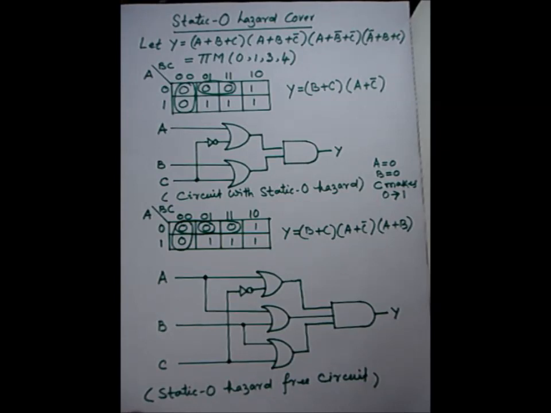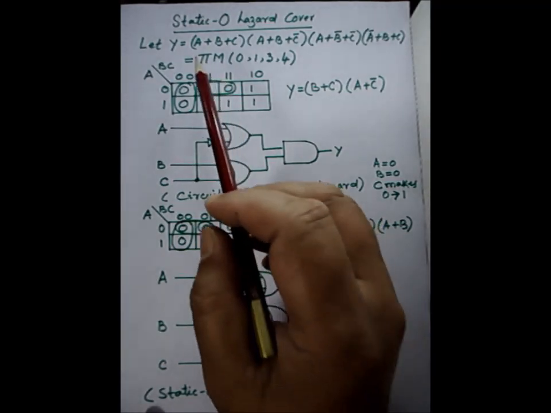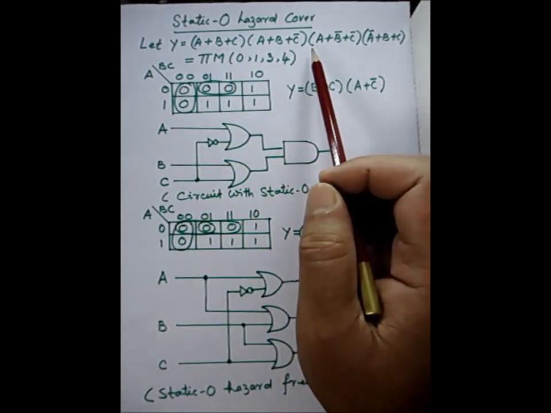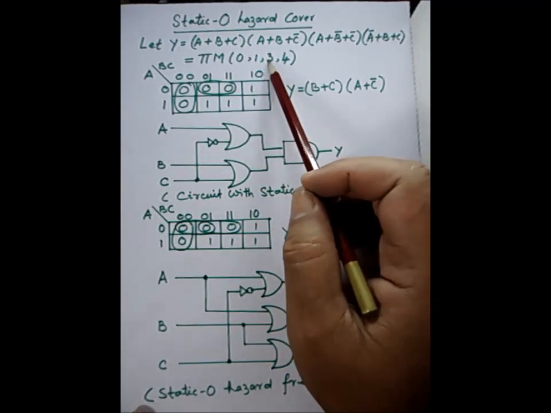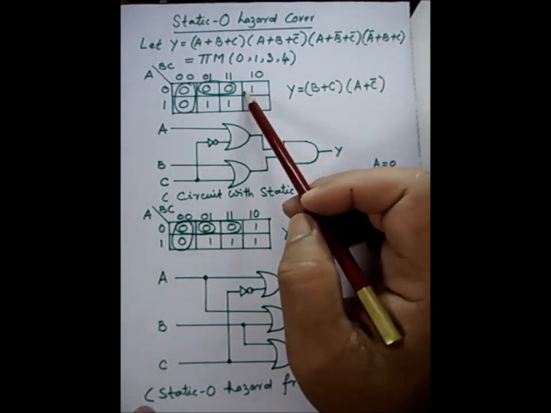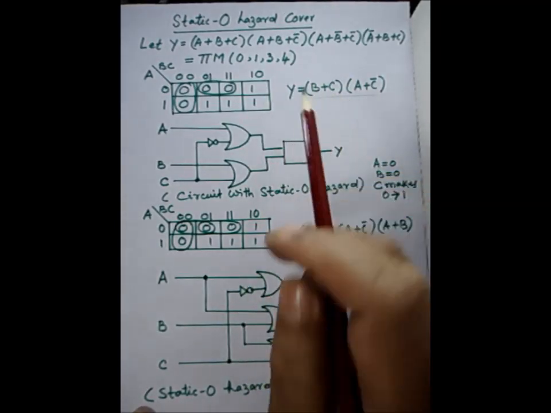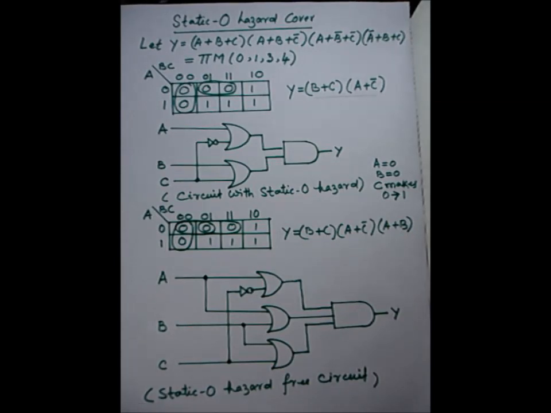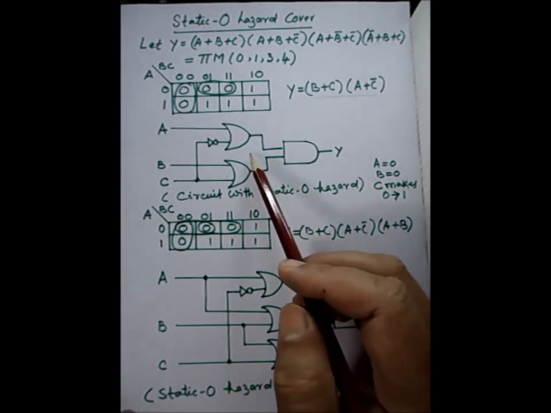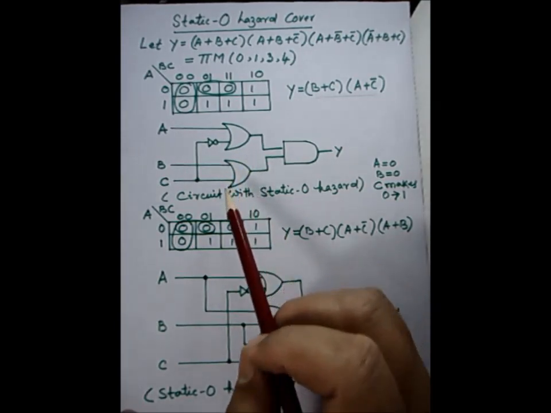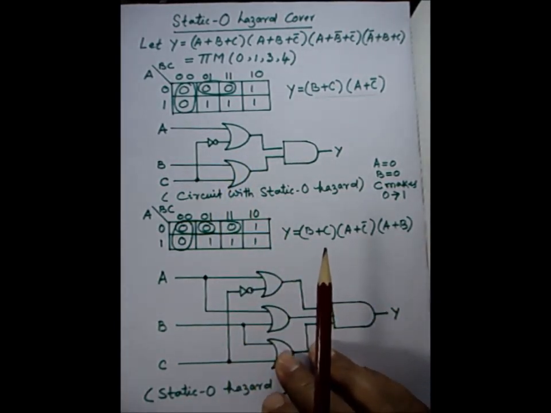Let us discuss the static zero hazard cover. That means how to make a particular circuit free of static zero hazard. To understand that, let us take the expression in the maxterm form, and we simplified the Boolean expression and got the minimized form in POS form, product of sums, and we have drawn the circuit. That circuit is not free from static zero hazard. Now we discuss how the static hazard is present here.